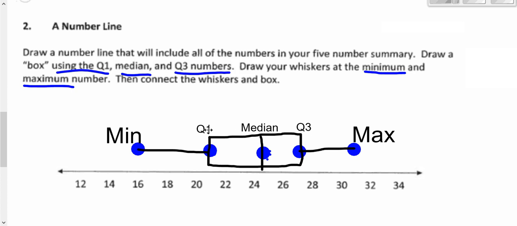Now you're going to see box and whiskers on your test, and they're not going to be labeled. You're going to have to know which point is which, that the biggest point is the maximum, the smallest point is the minimum, and then we have our median, our Q1 and Q3.